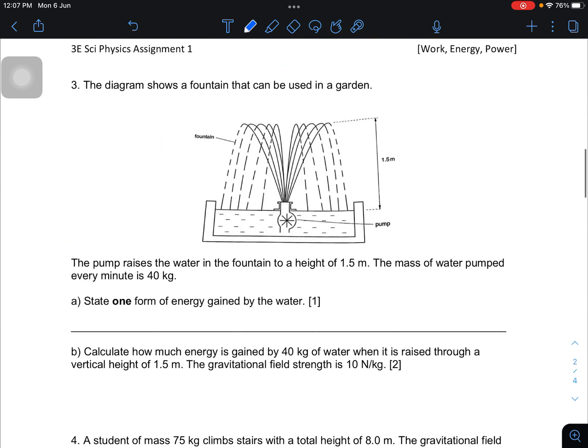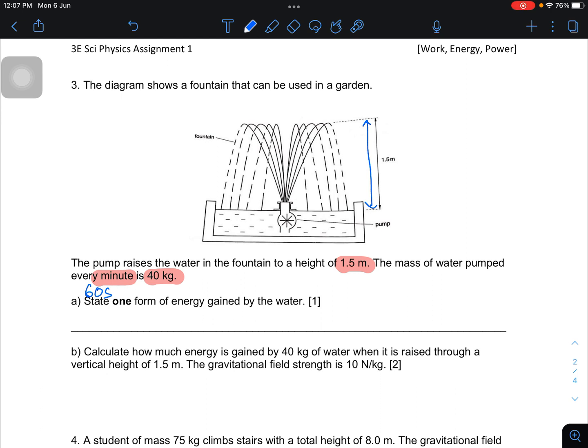Question 3. The diagram shows a fountain that can be used in a garden. The height is a bit weird because I thought the height should be vertical, but it's a bit slanted. I'm going to assume that this is a vertical height. The pump raises the water in a fountain to a height of 1.5 meters, and the mass pumped out every minute is 40 kg. Every minute is 60 seconds. We just want to get this clear.